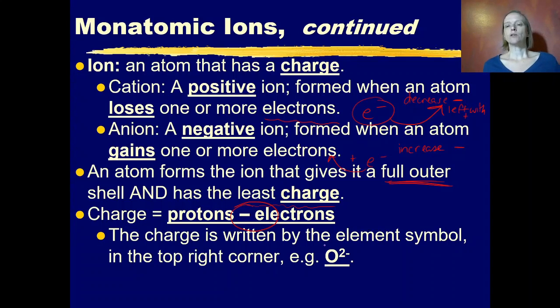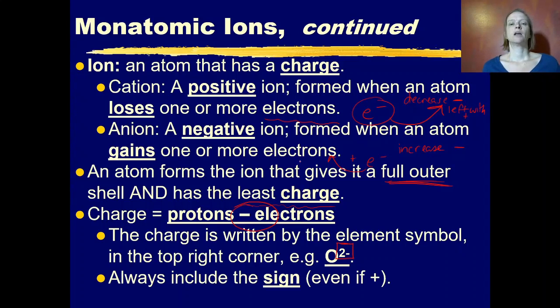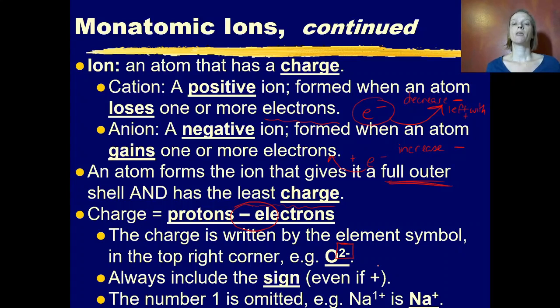The charge is always written in the top right corner next to the element symbol. The top right corner contains the charge. It'll have a number as well as a sign. You always have to include the sign, even if it's a positive number. So you always include whether it's positive or negative. But you can omit the number if there's just a single positive or negative charge. For instance, sodium with a charge of +1 can be written sodium with a plus instead of the +1.